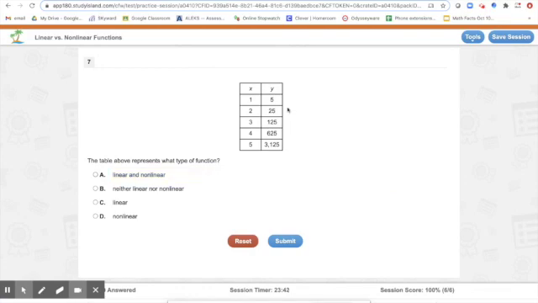Here's another table. We have to take a look. And we have to kind of check everything here just to make sure that it's linear, because it only takes one to mess it up. So from 5 to 25, going up 20, and the x's are going up 1. So right now we got 20 over 1, which equals 20. To go from 25 to 125, it's going up 100, but the x's are only going up 1. So now we're looking at 100 over 1, which is obviously 100.